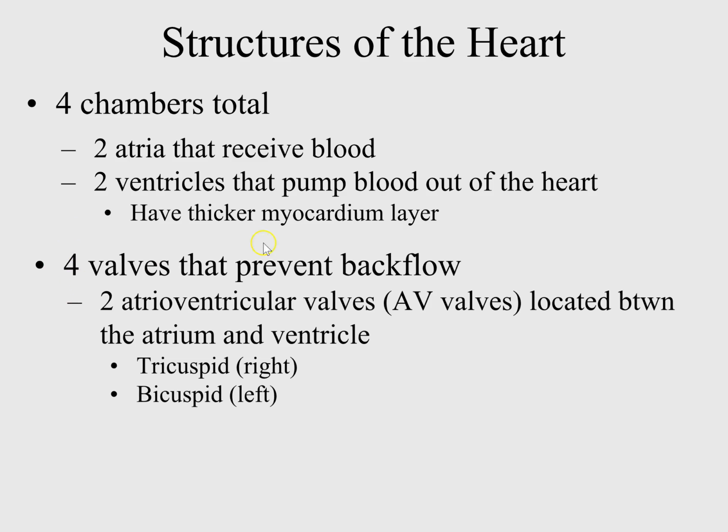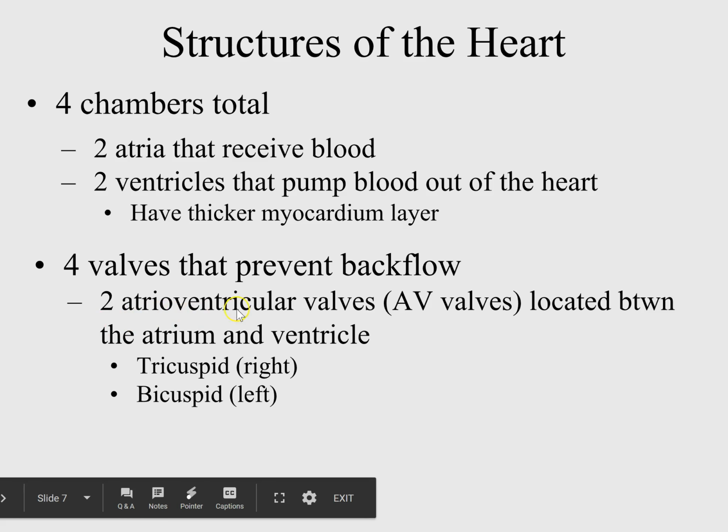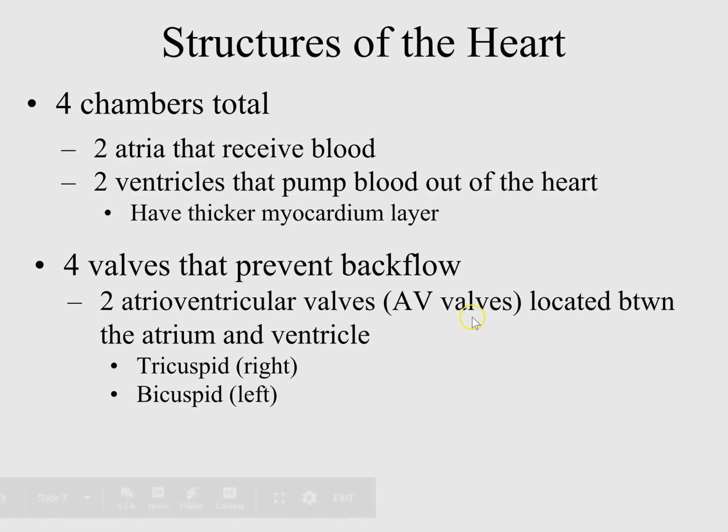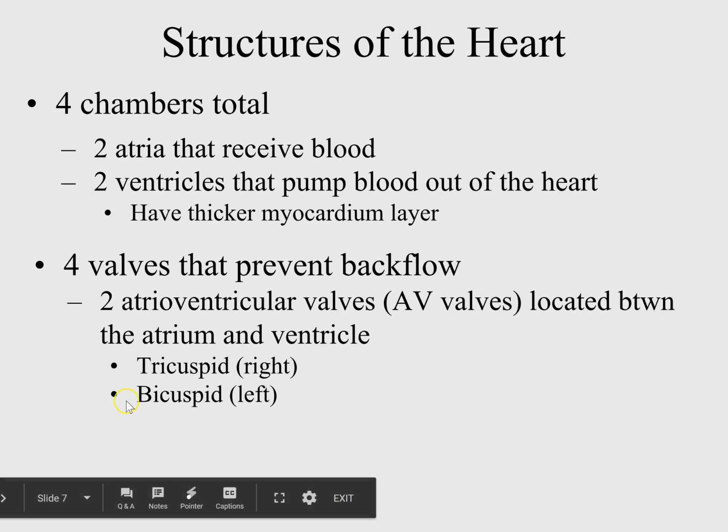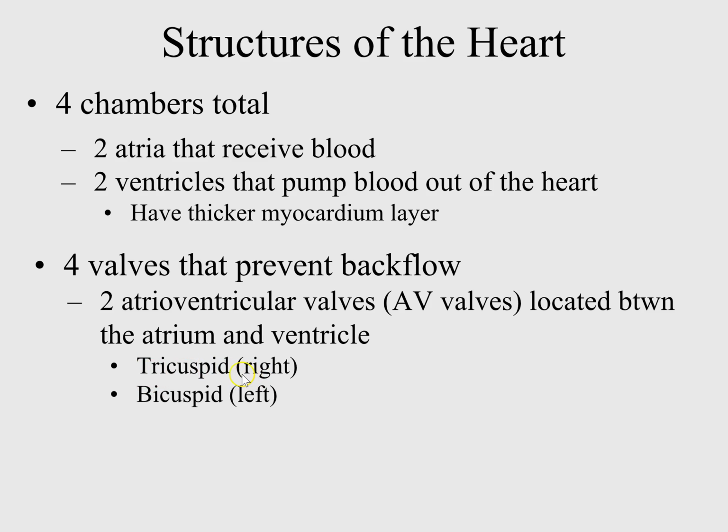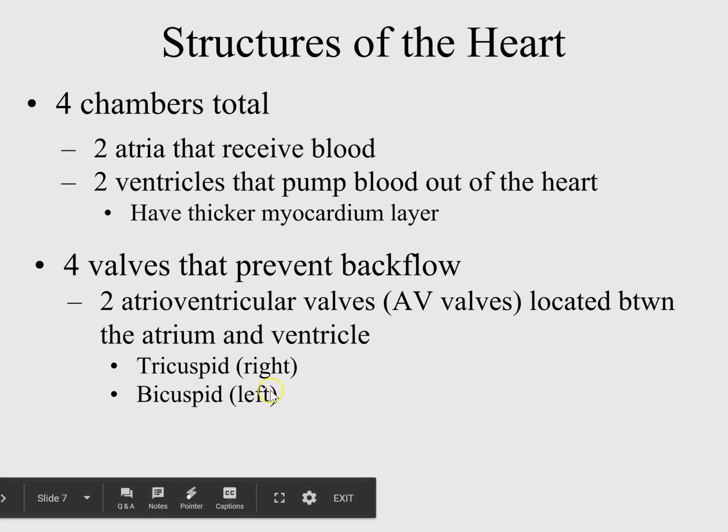Then you have 4 valves, and so these structures are really, really important because they're going to make sure that there is no backflow. You want the blood to be flowing in one direction so that it's efficient. You have 2 atrioventricular valves, abbreviated as AV valves, and these are kind of where the name says, between the atria and the ventricles. The one on the right, we're just going to go by the tricuspid name because it also has other names. So the way that I remember is tri has the RI, and so it's on the right. And then the other one is bicuspid, which is on the left.